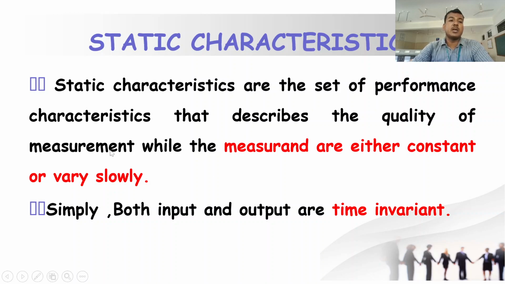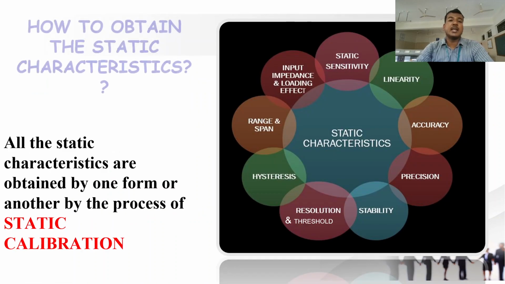So this is what is called static characteristics, a set of performance characteristics that describe the quality of measurement while the measurand is either constant or varies very slowly. When they are constant, this static characteristics can be done. Simply, both input and output are time invariant. Time invariant means they are not going to change with respect to time. This is all about the static characteristics.